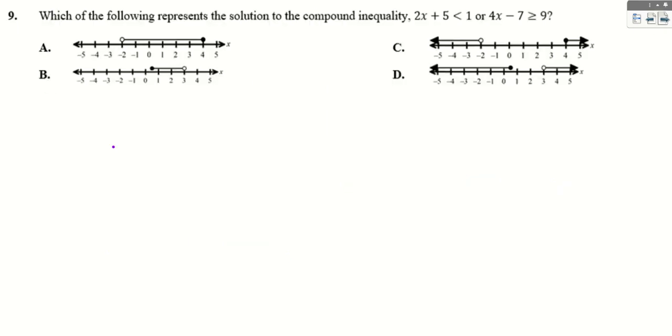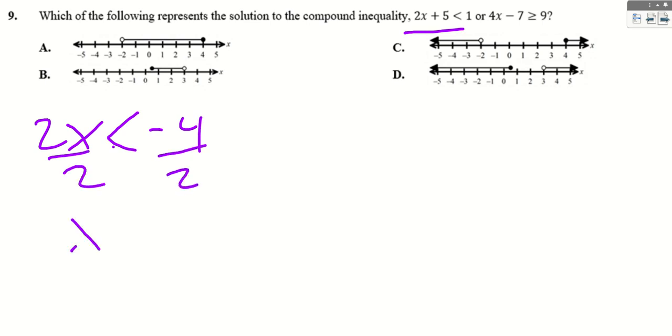All right, given this, I am going to simplify this one. So I have 2x, and I'm going to subtract 5 from both sides, and now I have minus 4, divide by 2, divide by 2. x is less than negative 2. And it's going to be an open dot because it's just less than. So I'm looking at my negative 2's with a less than. So A looks good so far.